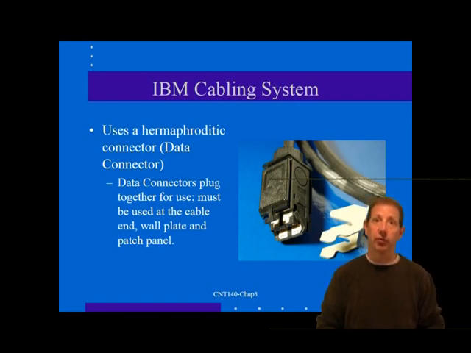The cabling system uses a clever genderless connector that eliminates the need for two complementary connector styles, such as a plug and jack of modular wiring. Data connectors simply plug together to make a connection. Now, this requires that the identical style of connectors be used at the cable end, wall plate, and patch panel.